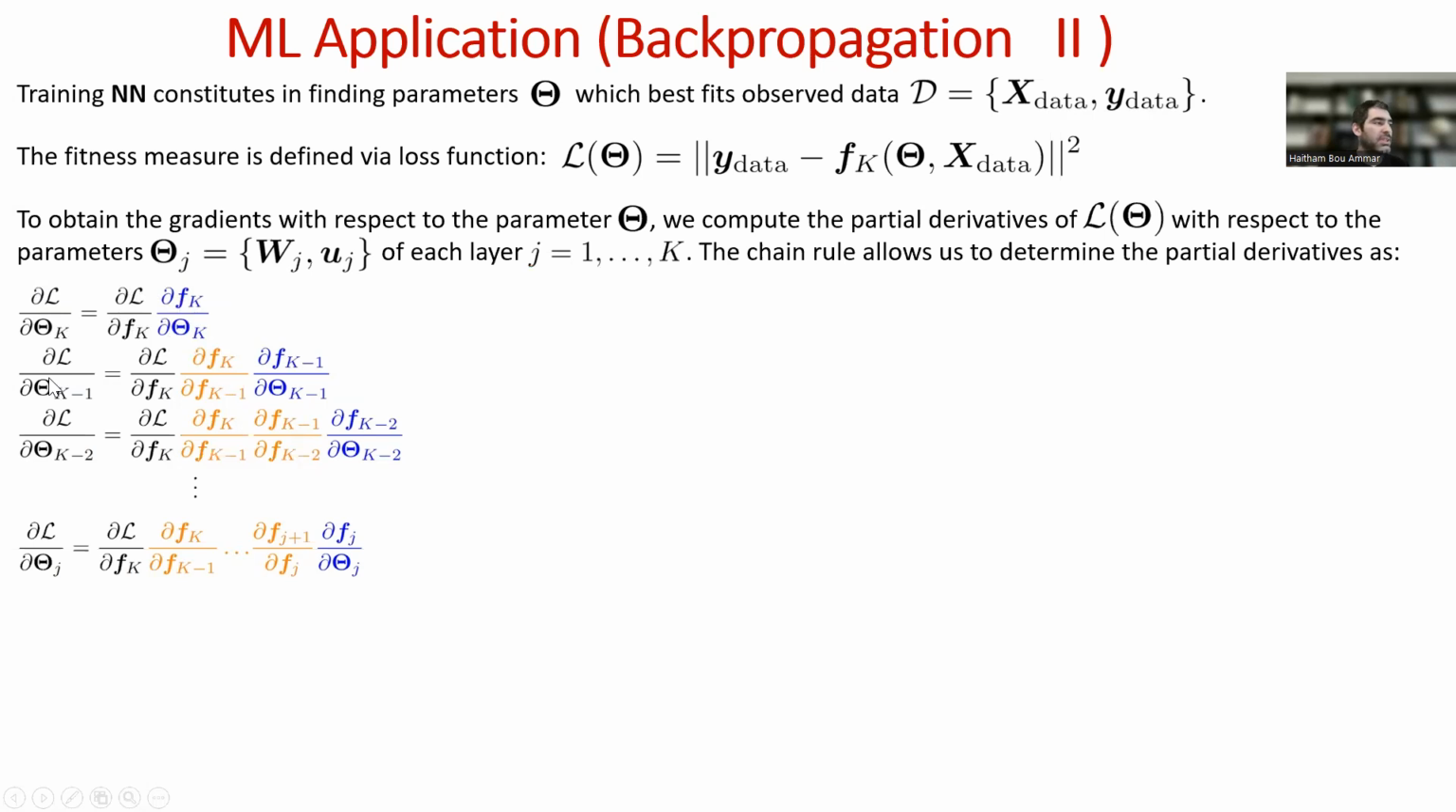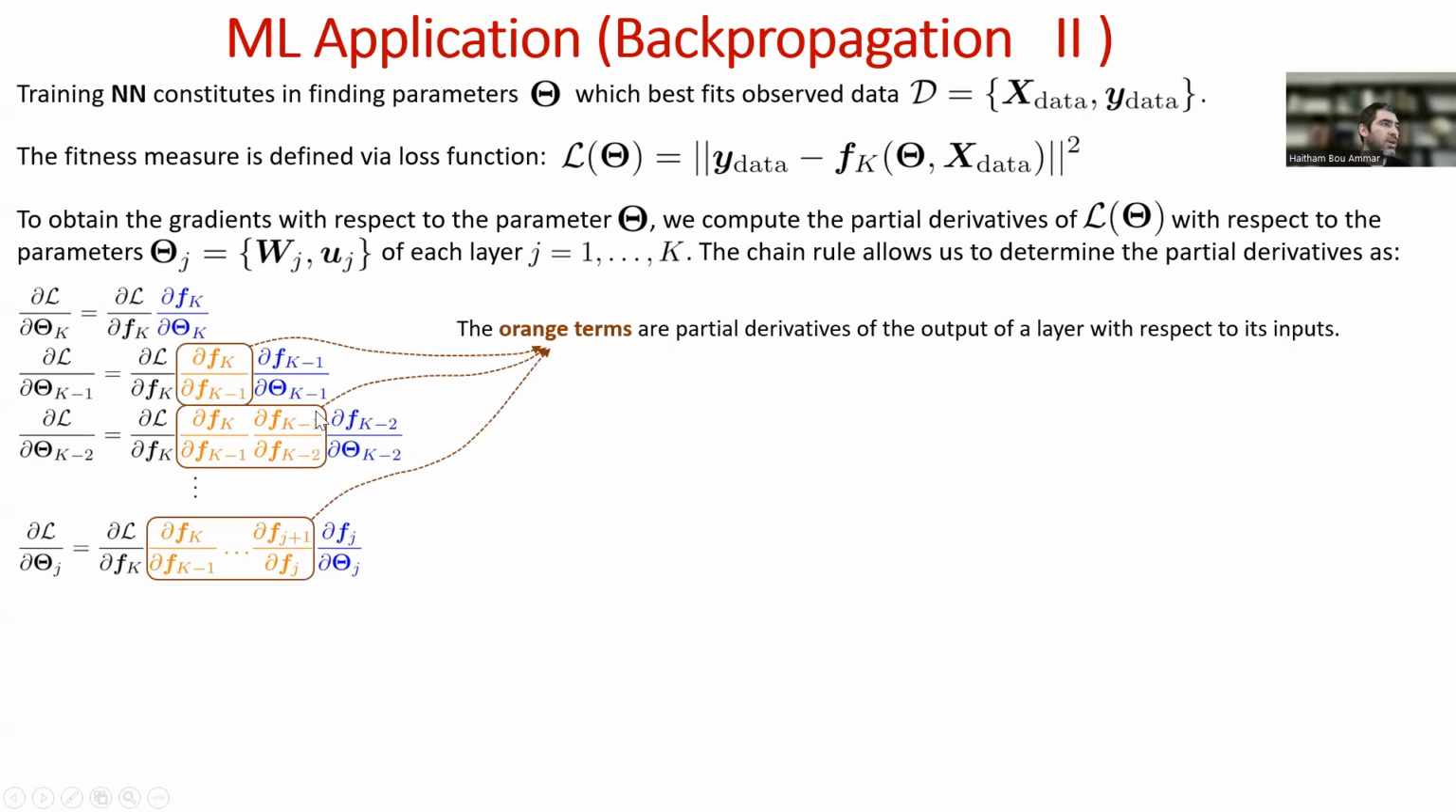Now the same strategy works with the layer next before the last one. In order to compute the partial derivative with respect to weights associated with the layer k minus one, we firstly compute the derivative with respect to the output of the kth layer. Then we compute the derivative of the kth layer with respect to the output of the k minus one layer, and then we take the derivative of the output of the k minus one layer with respect to the weights associated with that layer, and so on.